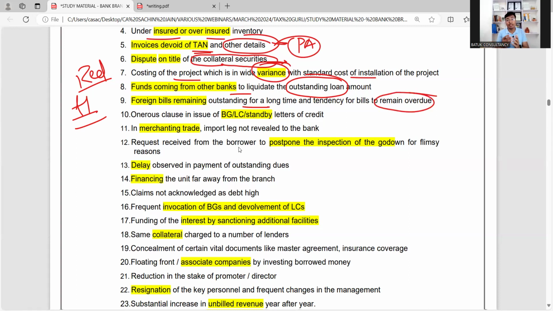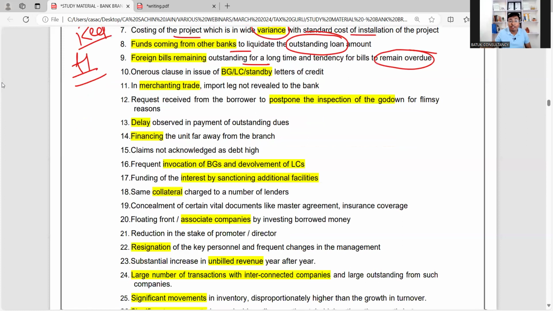Okay, when you check the bills, there is an outstanding showing in the books of accounts. In that case, there may be chances. Okay, in case of merchant trade, import leg not registered to the bank. Okay, request received from the borrower to postpone the inspection godown.